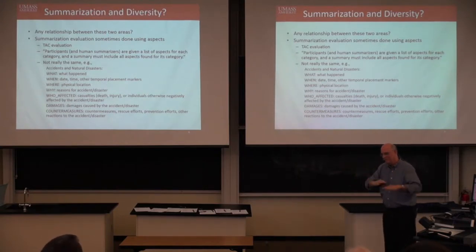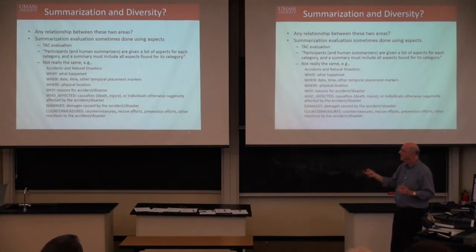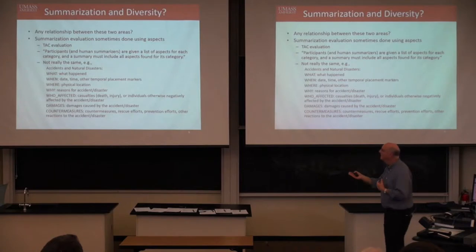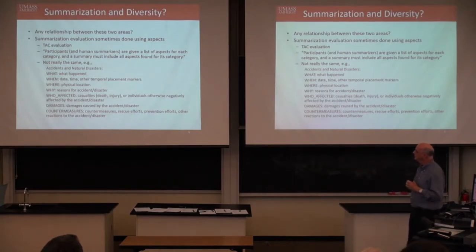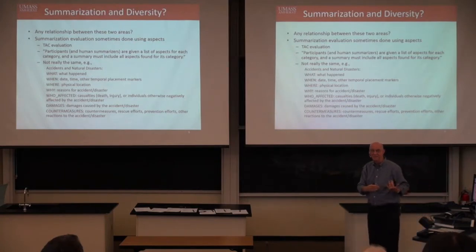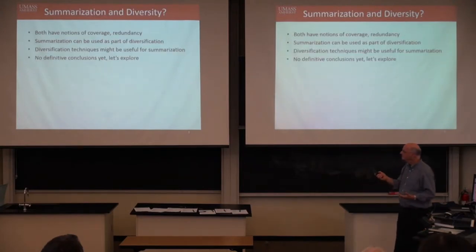Well, there's one sort of surface level thing where you say they're very similar, because summarization evaluations in the past have actually talked about aspects as part of the goal of the summarization algorithm. There's a thing called the TAC evaluation where participants and human summarizers, remember we're doing this evaluation by comparing to human summaries, are given a list of aspects for each category, and the summary must include all aspects found for its category. But it's not really the same. They have an area like accidents and natural disasters, which is a category in their language. And then they have their aspects, which are what, when, where, why, who affected, damages, countermeasures. So these are like features of that event. They are aspects too, but they're not the aspects in the sense of subtopics or different intents that we talk about in retrieval diversity. So it's similar, but it's not exactly the same.